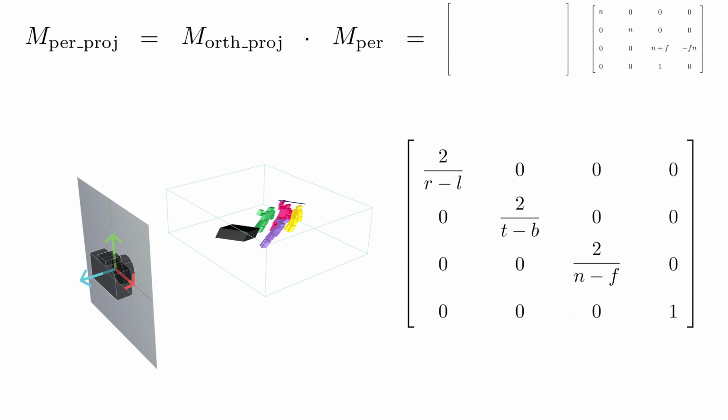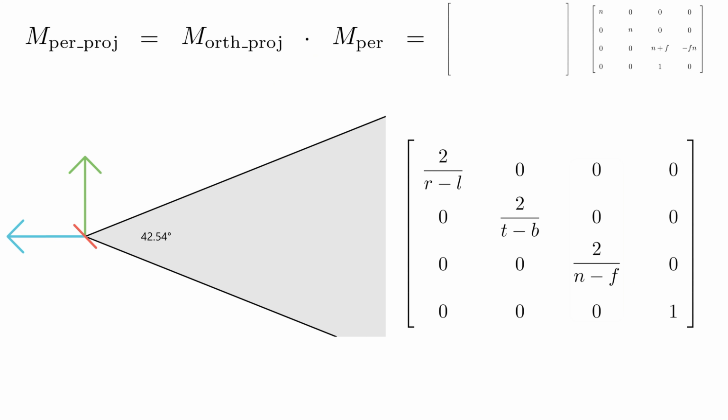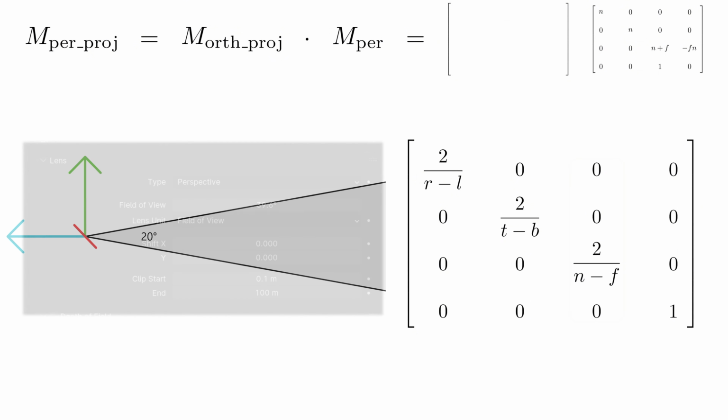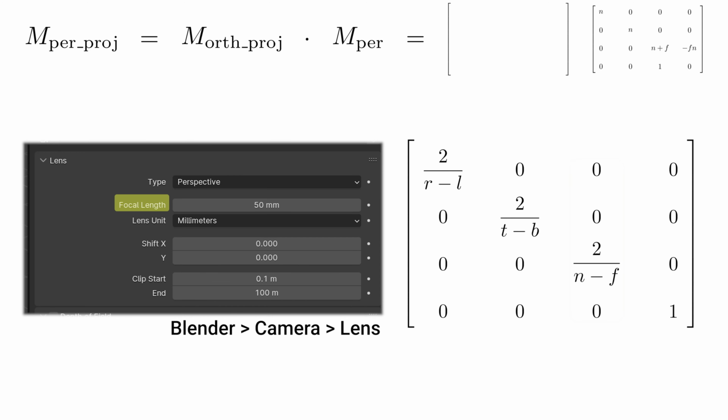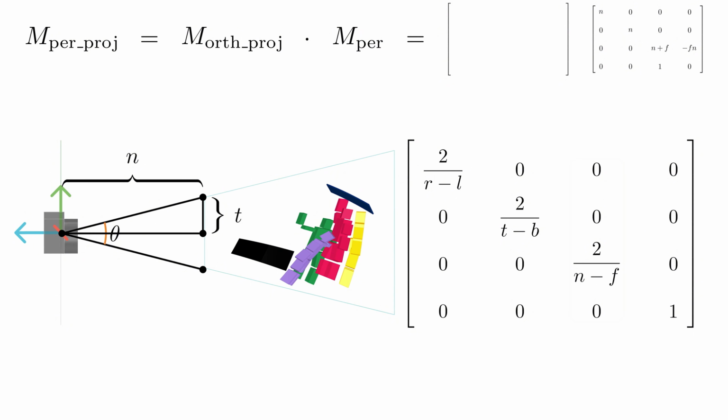In perspective projection, there are two additional inputs. First one is field of view, FOV. This determines how wide or narrow the camera's view is. Some applications might use the term focal length, but it's essentially the same idea. Remember the view frustum before squishing? Then this is the FOV. Using the FOV and the value of n, we can calculate t using the trigonometry function.